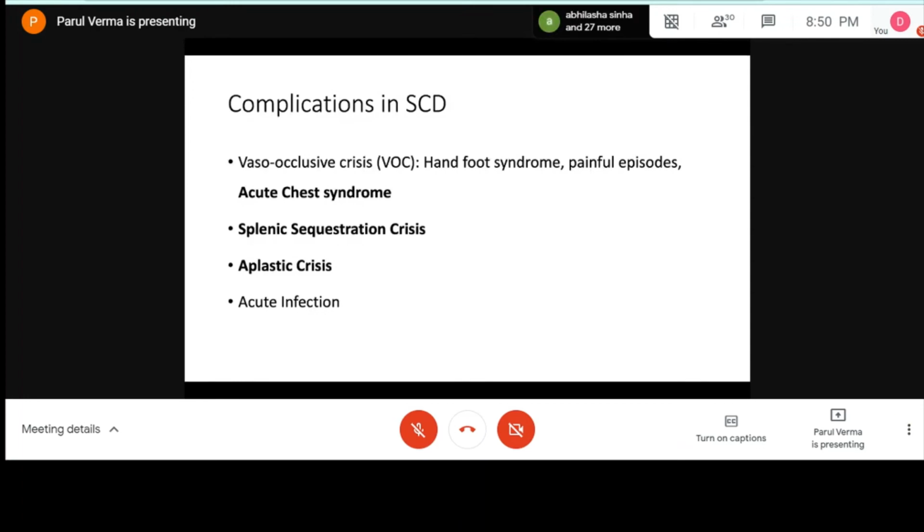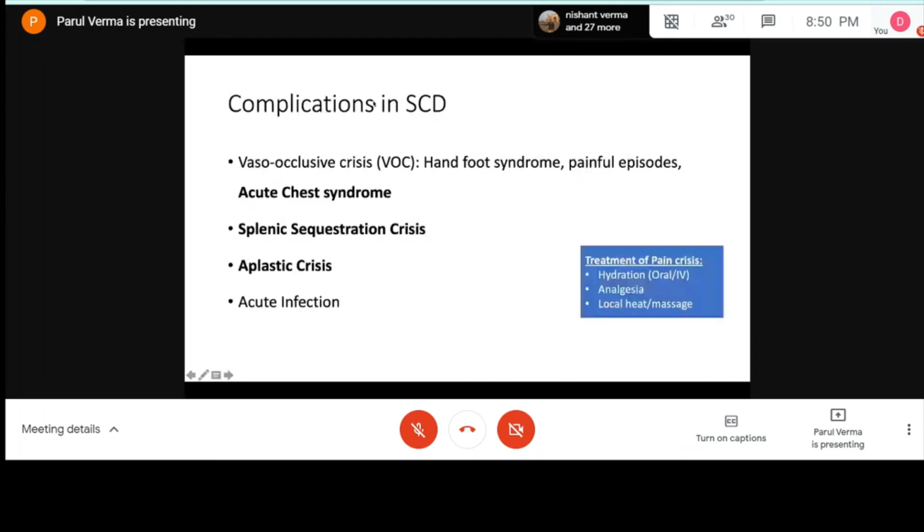Among the vaso-occlusive crises, the most common is hand-foot syndrome, where the children present with dactylitis, painful episodes, priapism, and the most dangerous one is acute chest syndrome. This is the second most common cause of death in a child with sickle cell disease after infection.